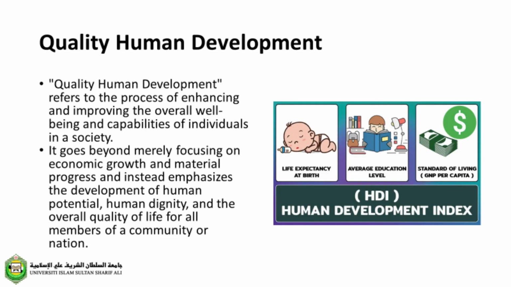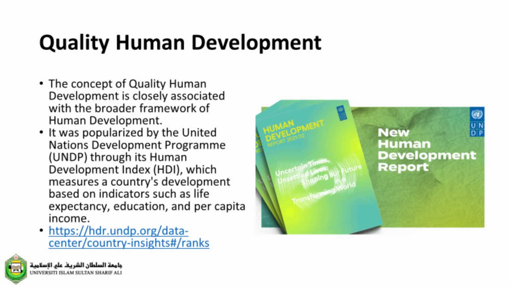Quality human development. Quality human development refers to the process of enhancing and improving the overall well-being and capabilities of individuals in a society. It goes beyond merely focusing on economic growth and material progress and instead emphasizes the development of human potential, human dignity, and the overall quality of life for all members of a community or nation. The concept of quality human development is closely associated with the broader framework of human development. It was popularized by the United Nations Development Programme, UNDP, through its Human Development Index, HDI, which measures a country's development based on indicators such as life expectancy, education, and per capita income.